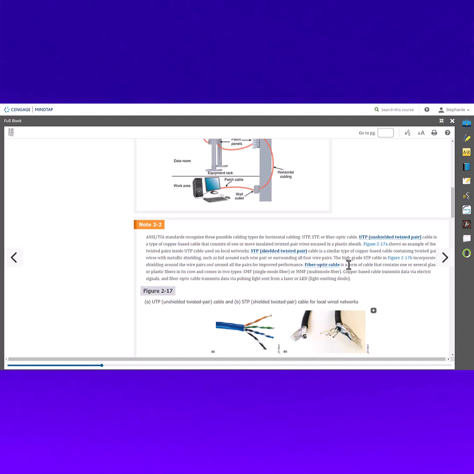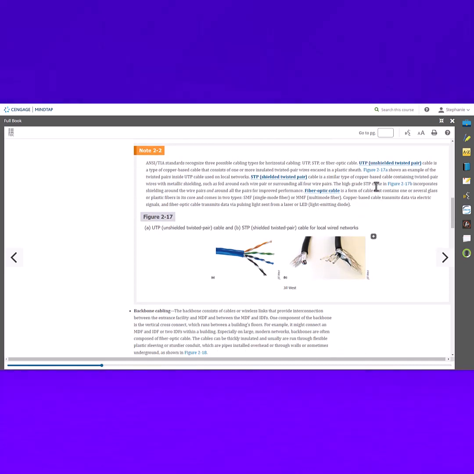But we also have fiber optic cable that you can use, and that's glass or plastic. And we've got single mode fiber and multi-mode fiber, and those use light to transmit the information. So we've got LEDs on it or lasers. So we've got copper-based, which is UTP and STP, which use electrical signals. Fiber optic cable, two examples are single mode fiber and multi-mode fiber, and that uses light, which is sent via laser or LED.